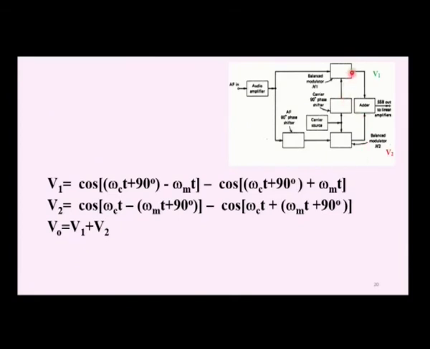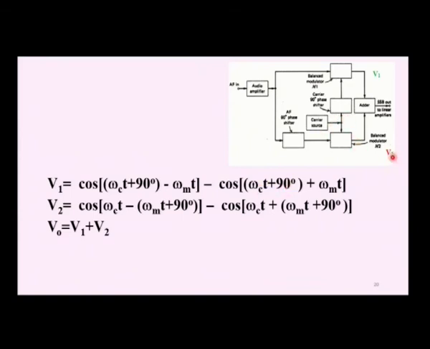But if we consider this V1, see here, this is V1. What about the carrier? The carrier is shifted by 90 degree and then applied. So, the carrier's frequency gets shifted by 90 degree. So, here also the carrier signal gets shifted by 90 degree.